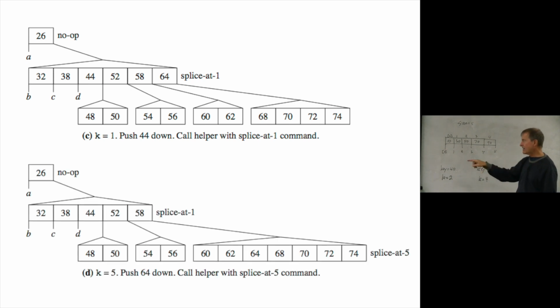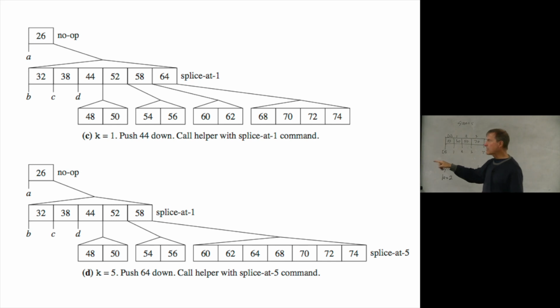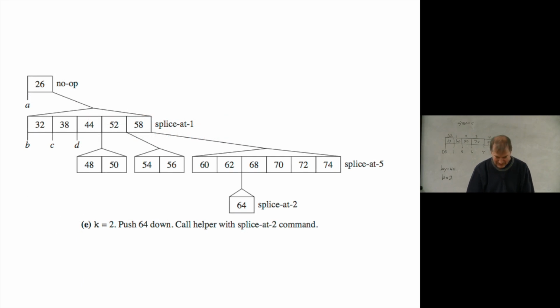Right? And what got deposited there was what? The function that was spliced at 5. Why is that spliced at 5? Because when we come back up, it needs to be spliced at 5 in the parent tree to be fixed up on the way up. And now what's our K? 0, 1, 2. So now what happens? What goes down? The 64 goes down. So there's the 64 down, with what? Splice at 2.